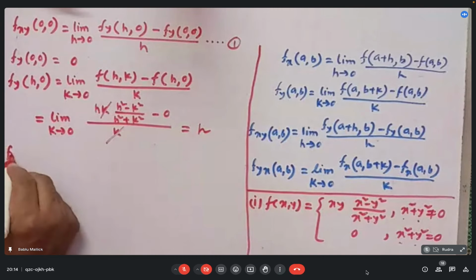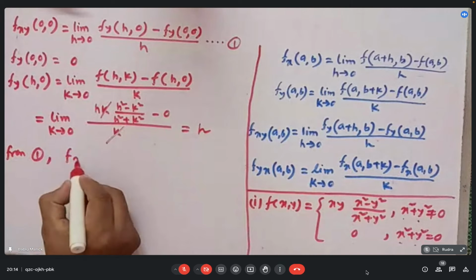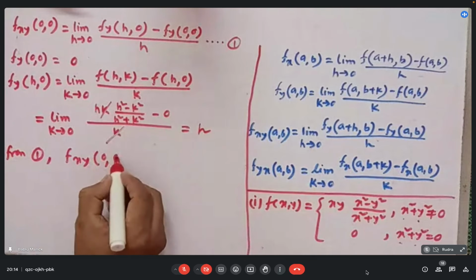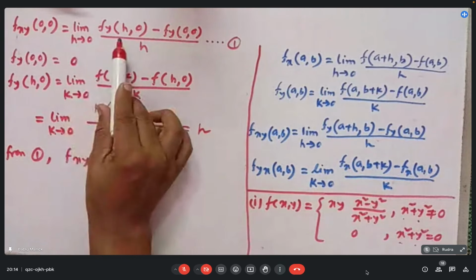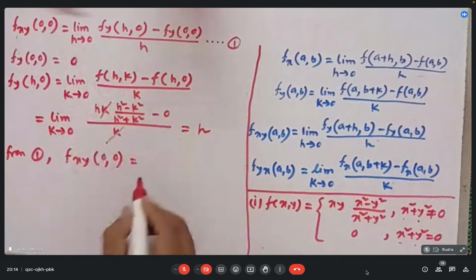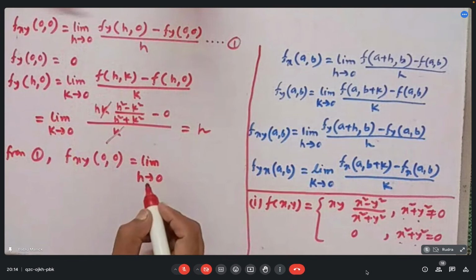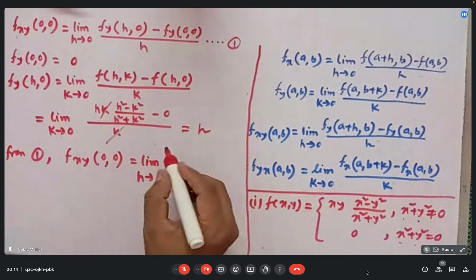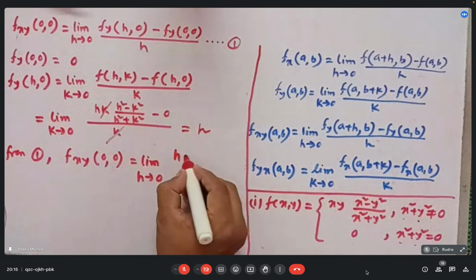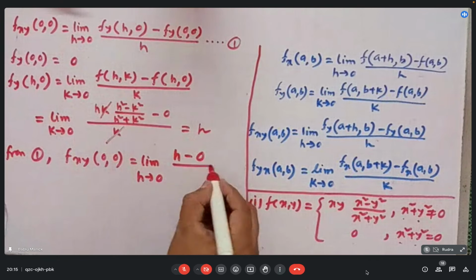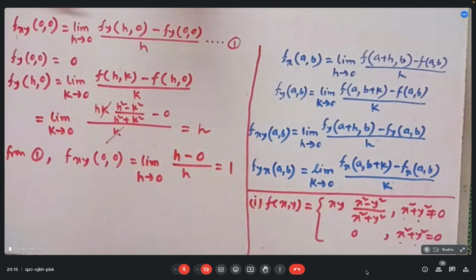Therefore from 1, f xy at 0 0, if I put here, is limit h tends to 0 of f y h comma 0 minus f y 0 0 divided by h. f y h comma 0 is h, f y 0 0 is 0, divided by h, so it is 1.